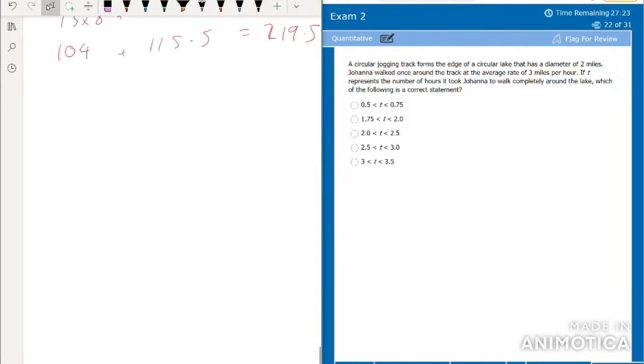Okay. Edge of a circular lake that has a diameter of 2 miles. So that's got a circumference of pi d, which is 6.28 about. And she walked around at an average rate of 3 miles per hour. And so that's t. Okay, so that's roughly 2 point something, 2 point a little bit. And so, okay, that was surprisingly easy. Just want to check. Yeah. Okay, strange.